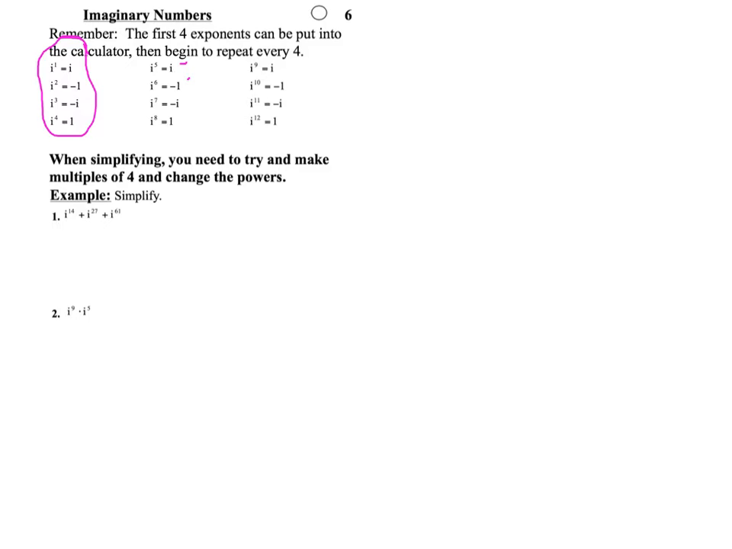So when you're simplifying, you always want to try to break up the power, like i to the 14th, into powers of 4, and then leave what you have left over. So I'm going to write this out over here. i to the 14th plus i to the 27th plus i to the 61st.